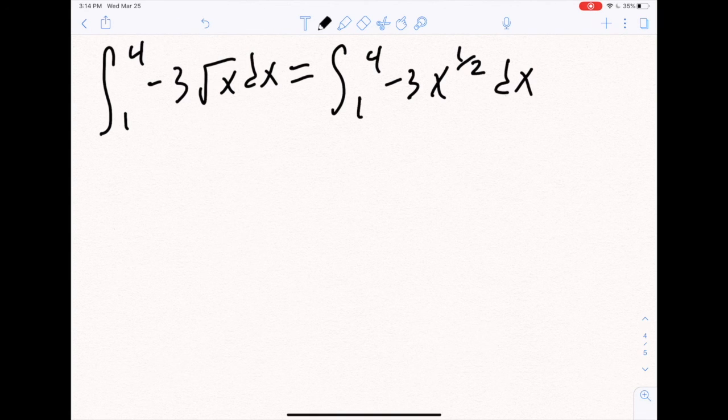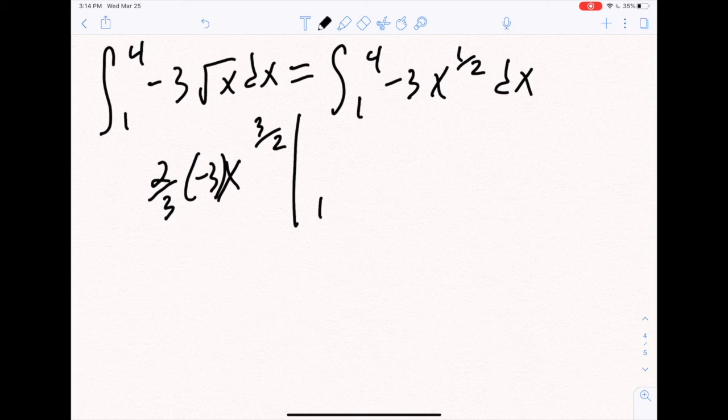We add 1 to the exponent, and so we get x to the 3/2 power. And then we divide this coefficient, this -3, by the higher exponent, 3/2. So that means we're going to end up multiplying by the reciprocal. So we get 2/3 times -3 times x to the 3/2, all evaluated from 1 to 4. This thing here ends up simplifying down a bit, and we end up with minus 2x to the 3/2 power, evaluated from 1 to 4.